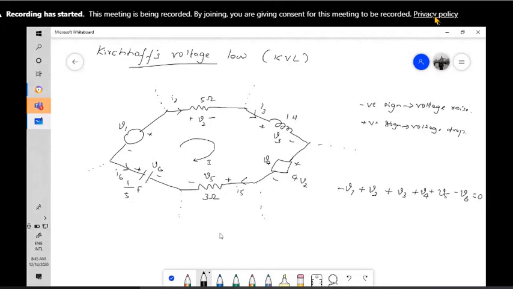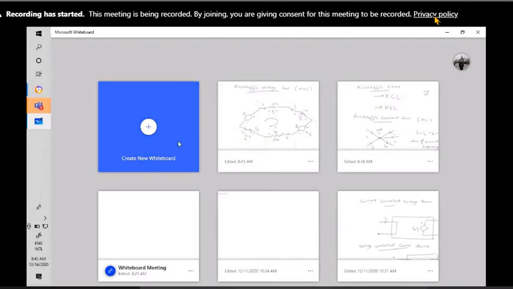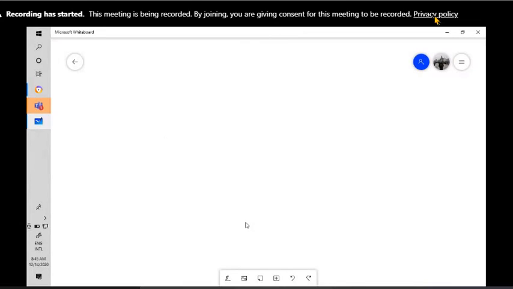Now let us try to take an example or a problem and try to apply this Kirchhoff's voltage law. So you can take down this question.